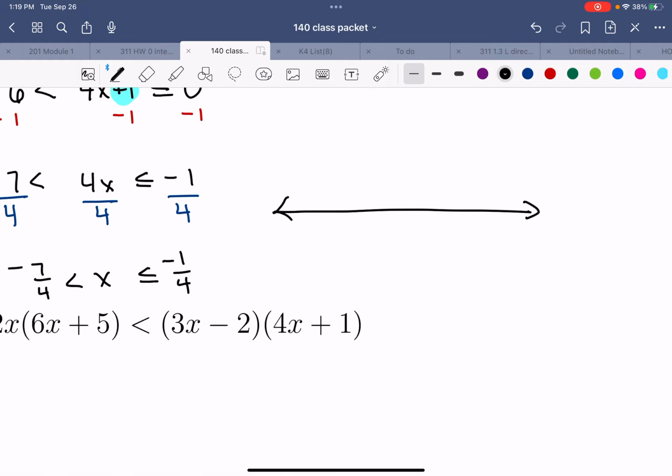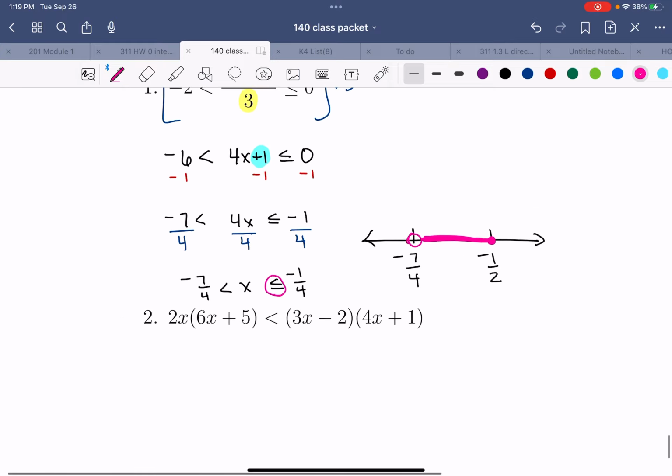So my solution goes from negative 7/4 to negative 1/4. I want an open circle at the negative 7/4 because there's no or equal to, and I want a closed circle at the negative 1/4 because there is an or equal to right there. And I want the space between them because my x is between those two numbers.